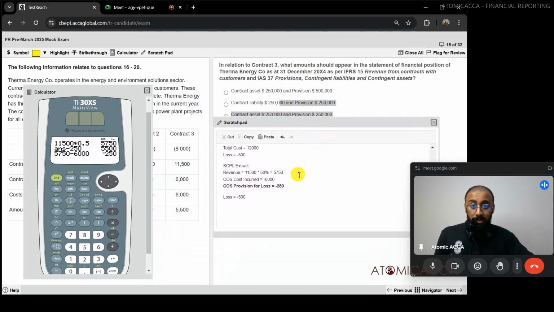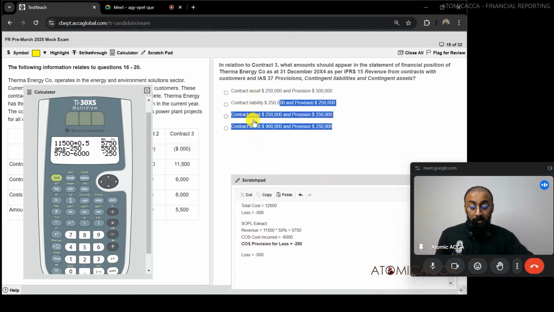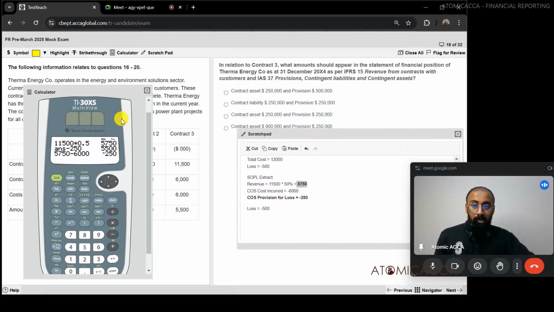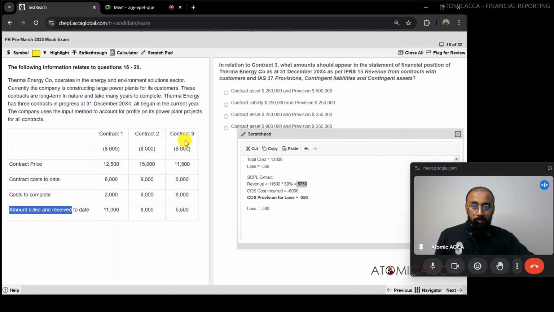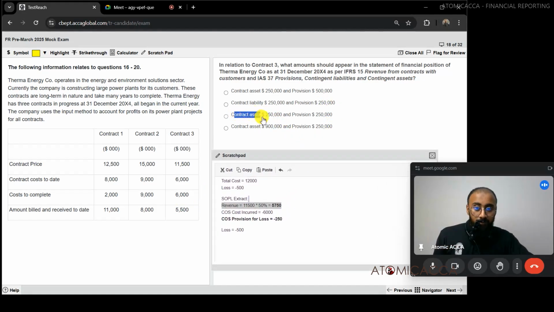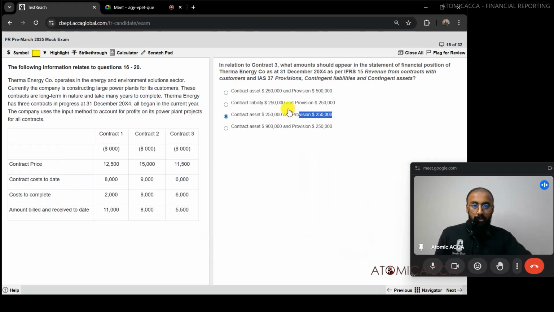Now I have to find out whether I have a contract asset or liability, because that is the other thing to find out. How to find out a contract asset or liability? I'll calculate what revenue I can record, what I billed my customer, and compare this. What revenue can I record? 5750. What did I bill my customer? The amount billed to the customer for contract 3 is 5,500. So I was eligible to get 5750, but I billed my customer only 5,500, which means I'm eligible to get 250 more. That is called a contract asset. So contract asset of 250, provision of 250. This will be the answer. So that one is sorted.